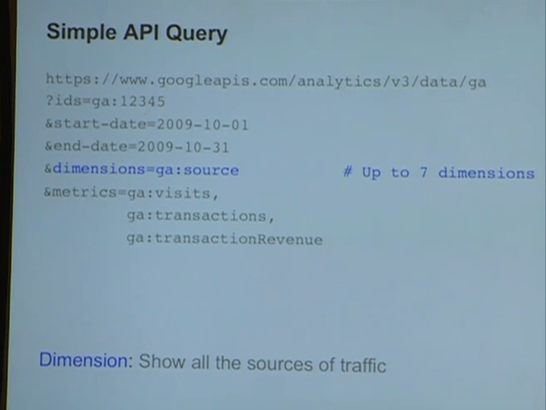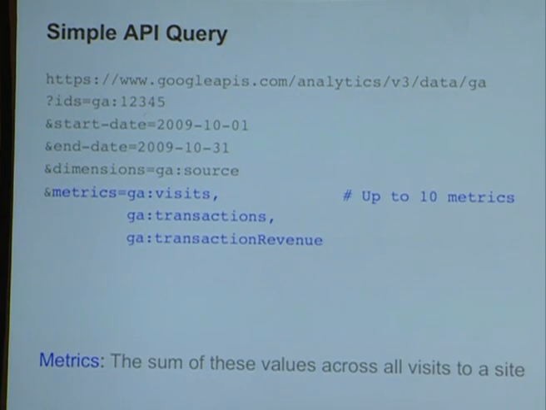So if you ever use custom reports, you can only set 2. If you ever use a standard report, you can only use 2. In fact, the whole product you can use 2, except the API we give you 7. So if you ever need more data, you just use the API. Similarly, with metrics, we allow you to set up to 10 metrics. So you get a huge amount of data through the API.